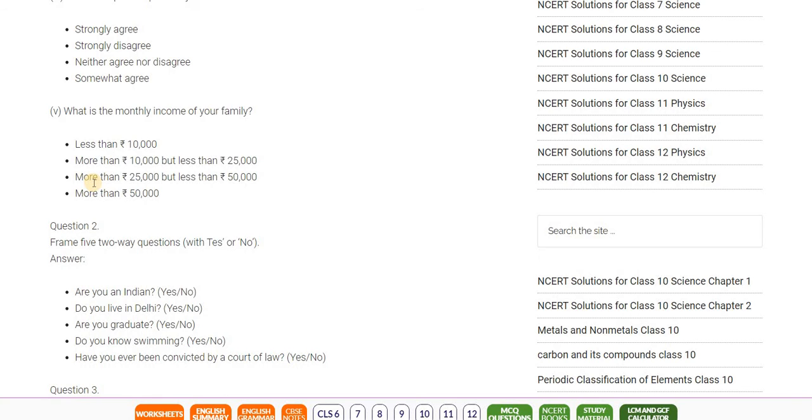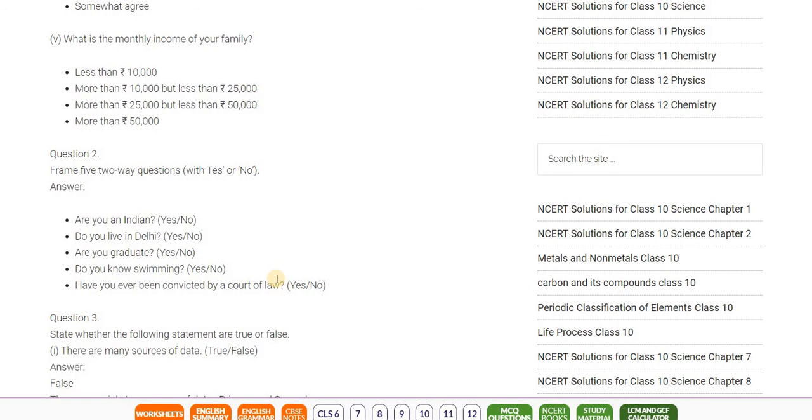Do you live in Bangalore or do you live in Delhi? Yes or no. Are you a graduate? Yes or no. Are you illiterate? Yes or no. Do you know swimming? Have you ever been convicted by a court of law? Yes or no. These questions are two-way questions.